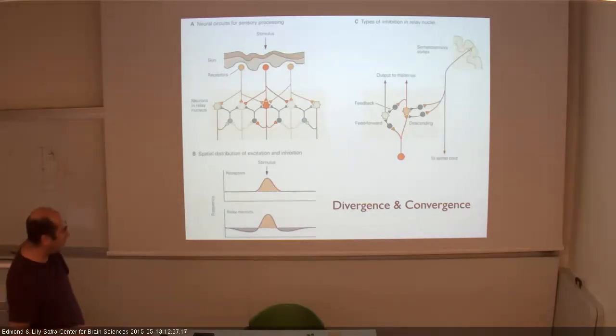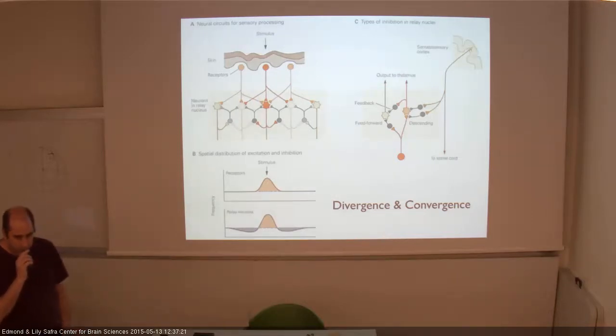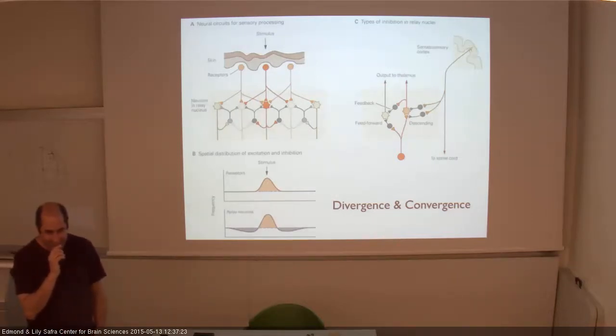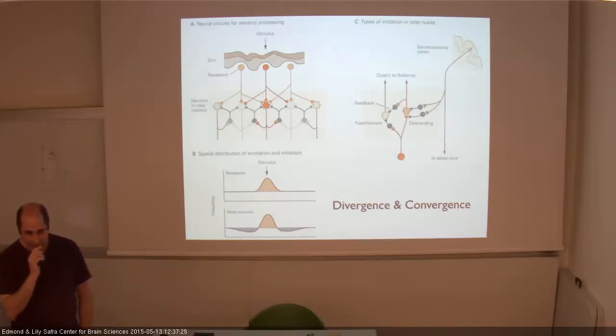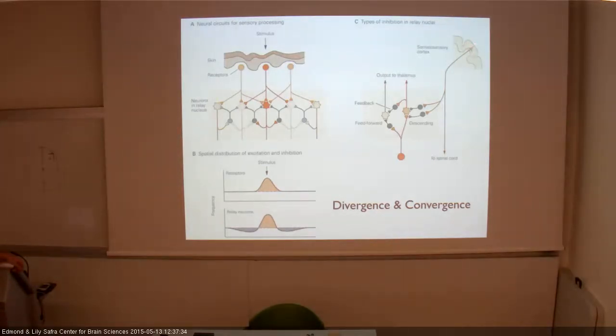What is descending inhibition? From down, from the brain to the spinal cord. Yeah, so in this case, descending inhibition is inhibition that comes from the cortex, or from the brainstem, or from the cerebellum, and it's excitation that's going onto local inhibitory neurons.